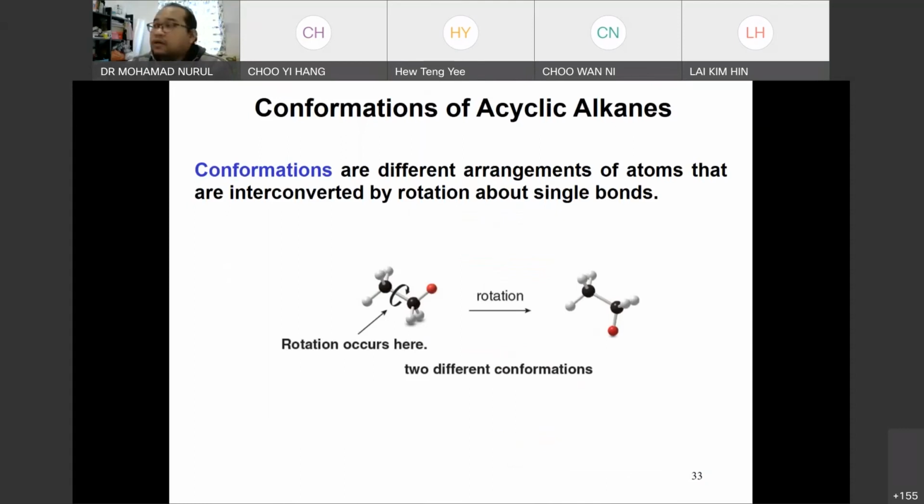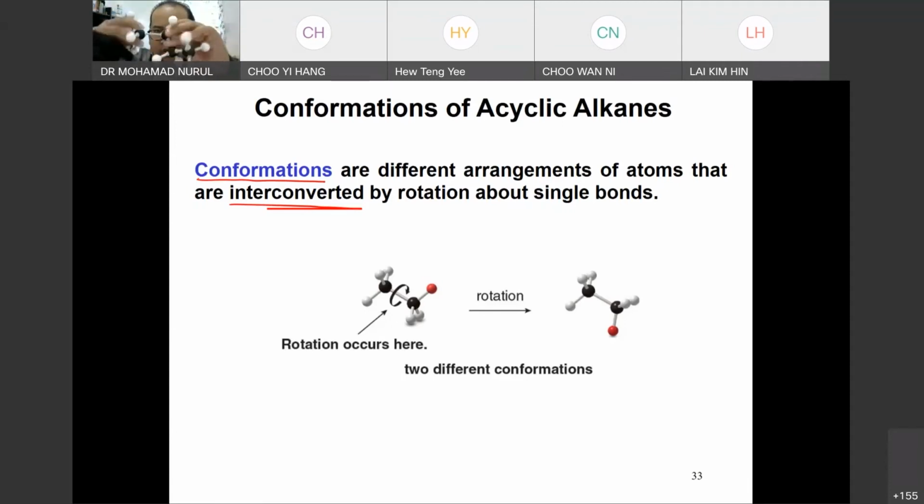For the conformations of acyclic alkanes, conformations are different arrangements of atoms that interconvert by rotation of single bonds. The compound does not stay like that; it is always moving. If you give it more energy, it will move very fast, and sometimes it can break the bond. It can easily rotate because it doesn't have any pi bonds.